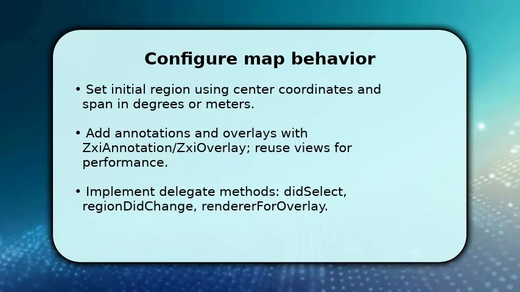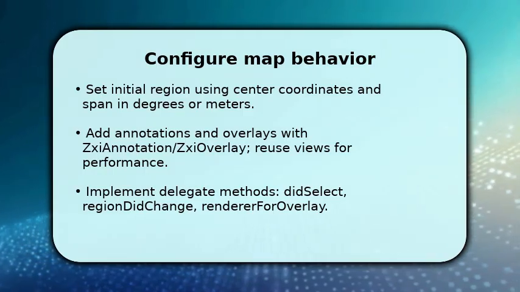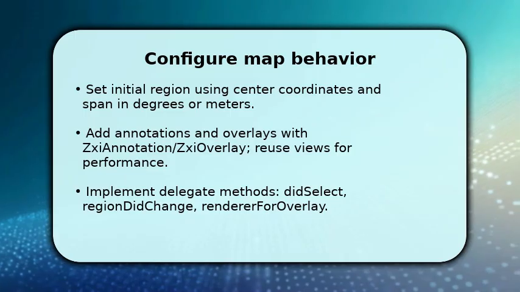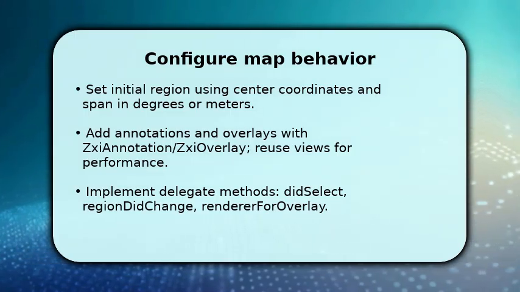Next, you configure what the map shows and how it behaves. Set the initial camera or region by specifying center coordinates and span or a camera altitude. This controls the visible area on load.